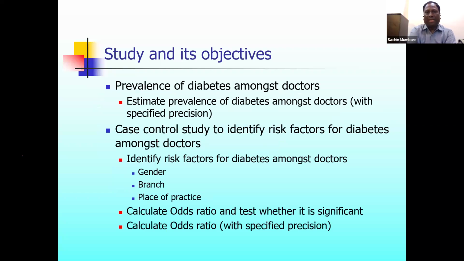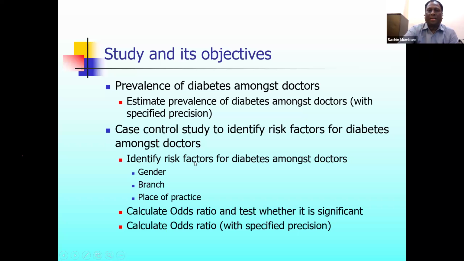Next is prevalence of diabetes amongst doctors. So the objective here is to estimate prevalence of diabetes amongst doctors with specified precision. And sometimes these two objectives can be clubbed, like prevalence and risk factors for diabetes amongst doctors. So if this is a research study, then there are multiple objectives like estimating prevalence as well as identifying risk factors. And these are the possible risk factors like gender, which branch of doctors, place of practice, whether rural or urban, depending on so many risk factors we can identify, and you can conduct a case control study to identify the risk factors.